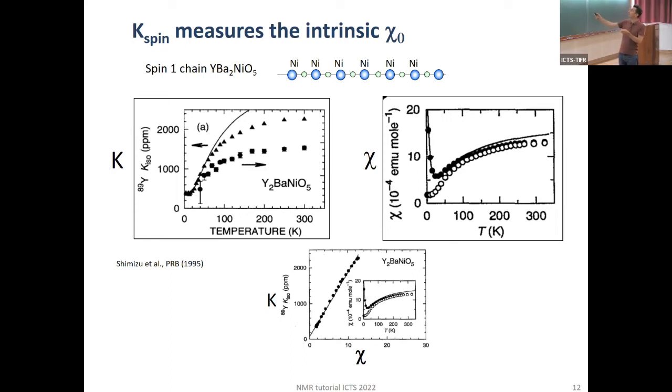No, the black are not from NMR. Yeah, exactly.